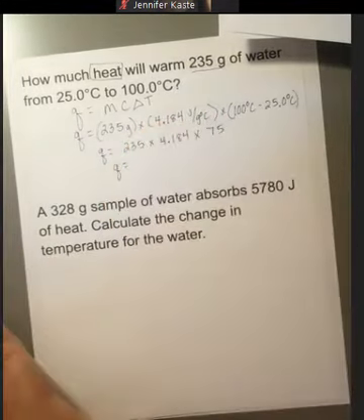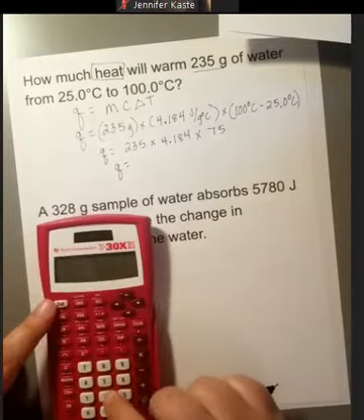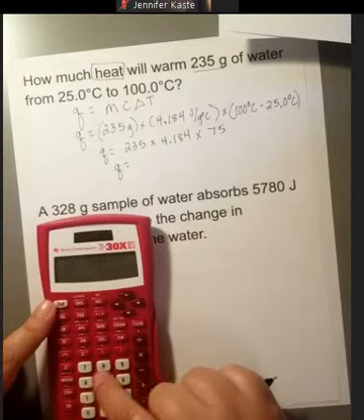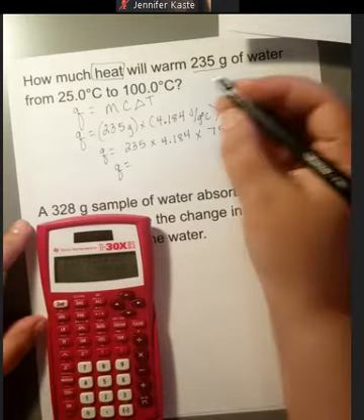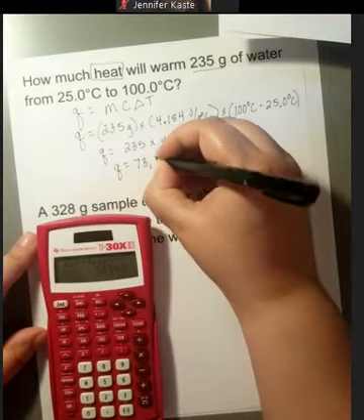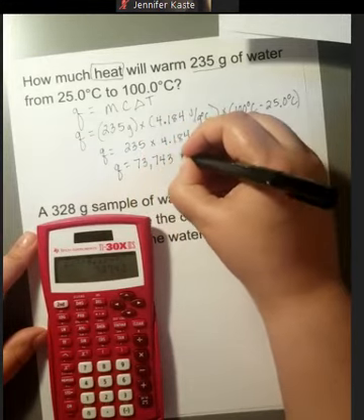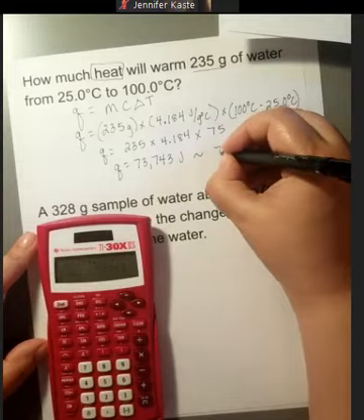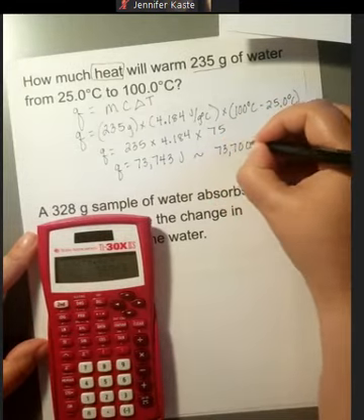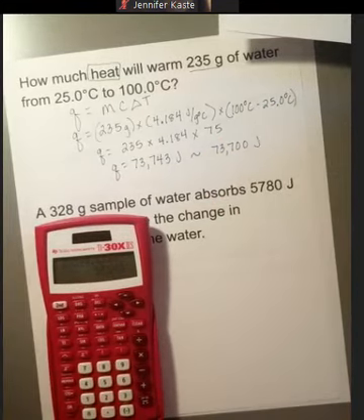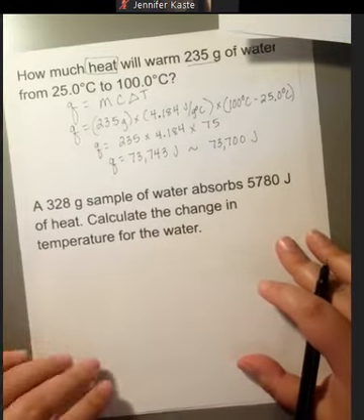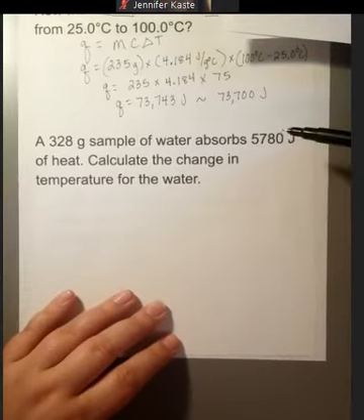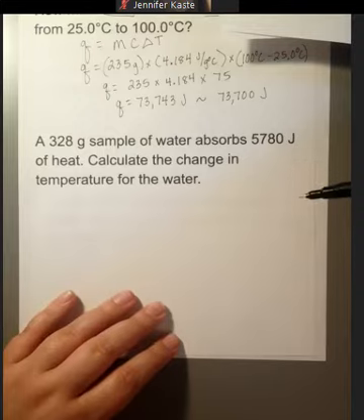So then Q is going to be, looks like we need 3 sig figs, so this is really 73,743 joules, and then I would change that to 73,700 joules. So that's how you solve for heat. Let's look at the next one. A 328 gram sample of water absorbs 5,780 joules of heat. Calculate the change in temperature.